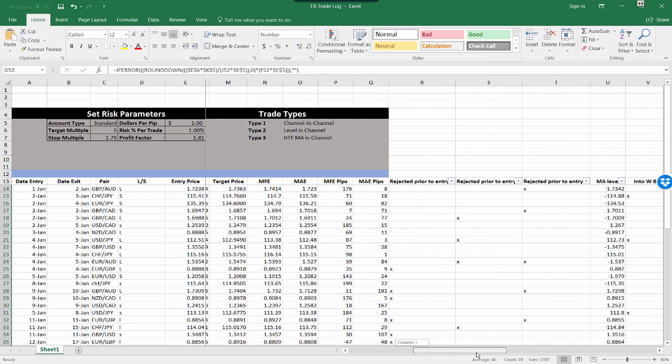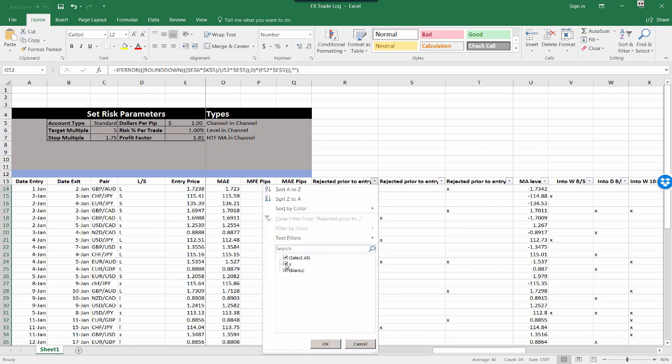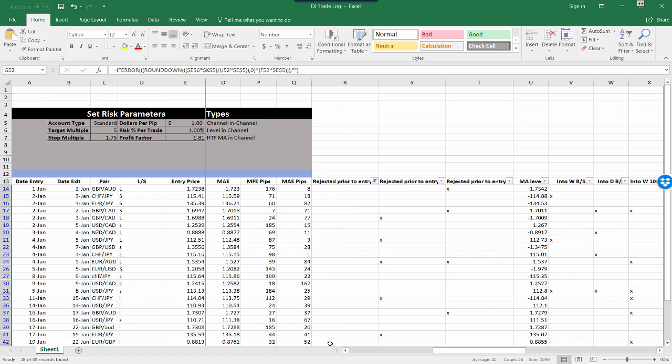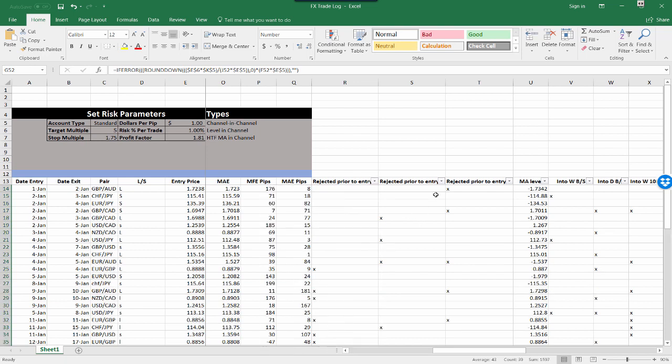So let's take a little test drive here. Now, I don't have my MA levels built out yet to determine if I'm overextended, so we'll ignore these. But let's look at price rejected prior to entry on the daily. So if I remove the X's, let's see what happens to my numbers down here. Look, my profit goes down and my average went down. Okay, so right now, and I realize I don't have a ton of trades, but right now that doesn't work.